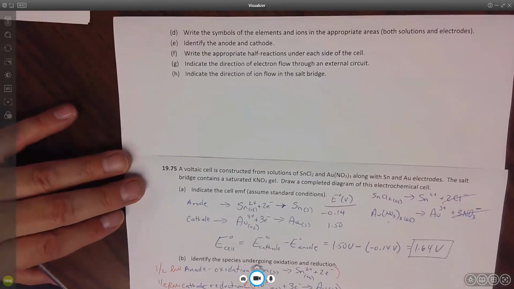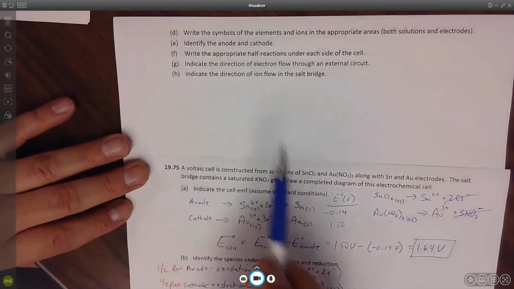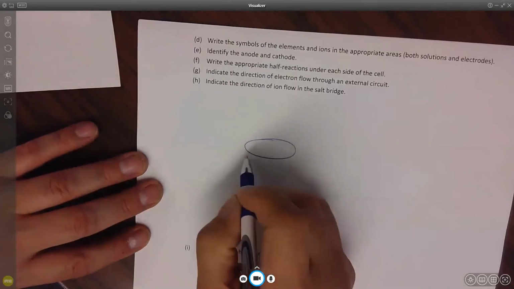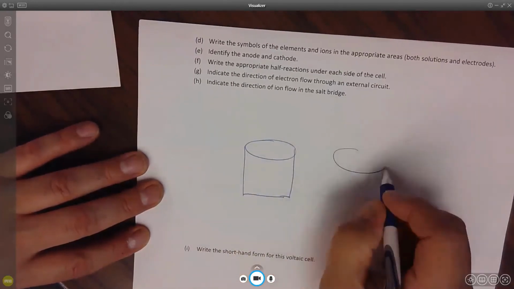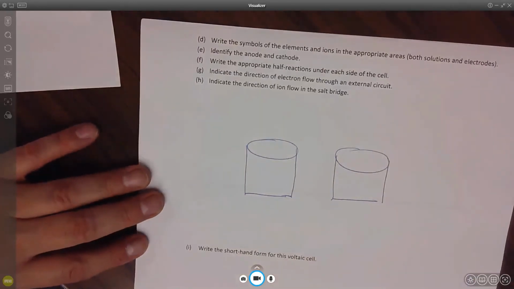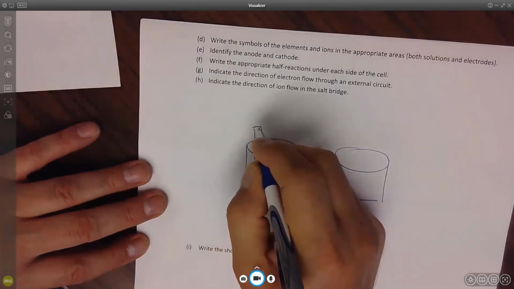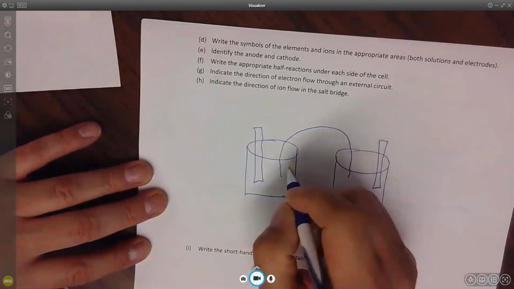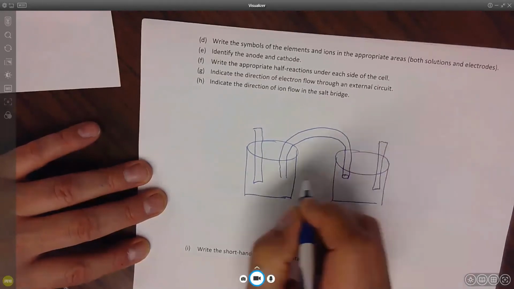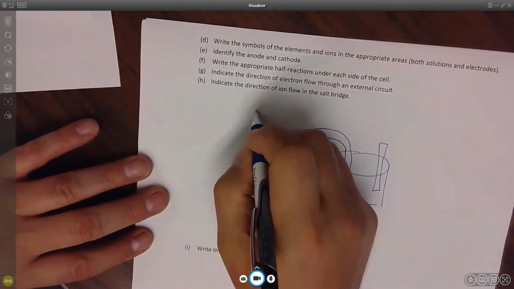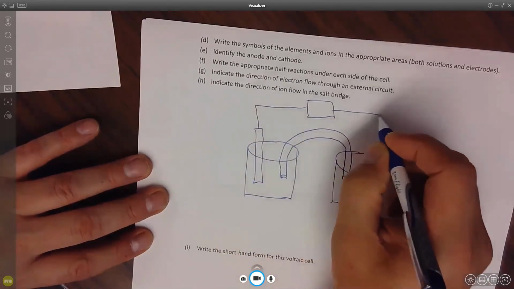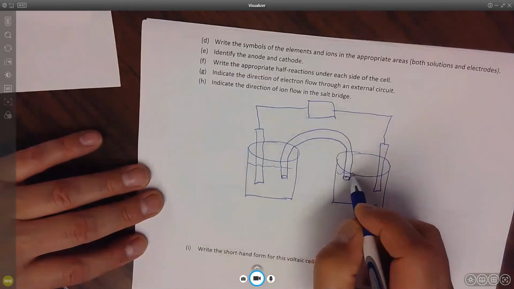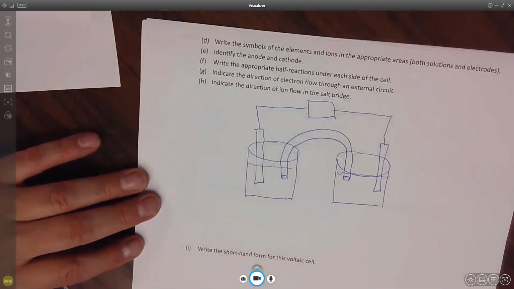Okay, next, basically this is all going to be drawing the electrochemical cell. To draw the cell, just draw 2 beakers. Each beaker is going to have an electrode of some sort. There's going to be a salt bridge that goes from one beaker to the other beaker, and then an electrical connection to some kind of load. These are going to be aqueous solutions. This is our salt bridge.